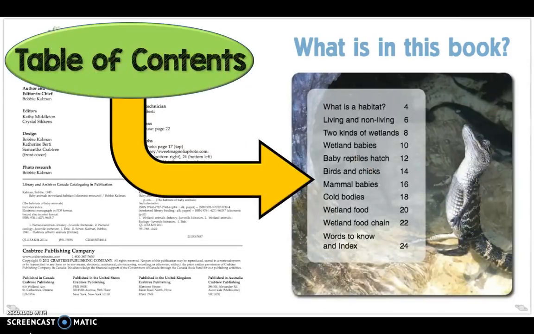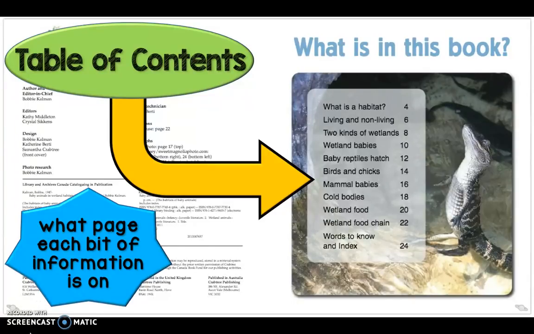This page is the table of contents. The table of contents tells us what page each bit of information is on. What I can ask myself on this page is, what can I find and where can I find it? All of the topics of the book are going to be on this page.